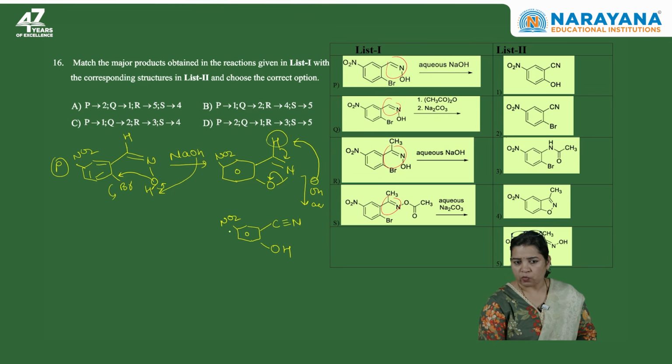Okay, so 1, 2, 3, 4. Relative positioning, not the IUPAC positioning, I'm marking. NO2's third position I need CN, and fourth position I want OH. It seems structure 1. Okay, so what we are getting is structure number 1.